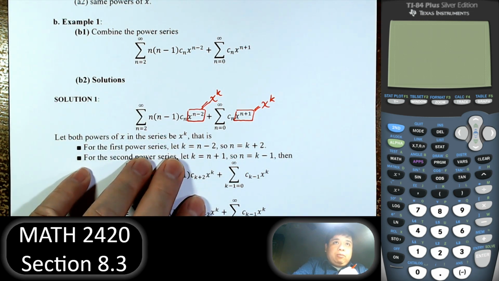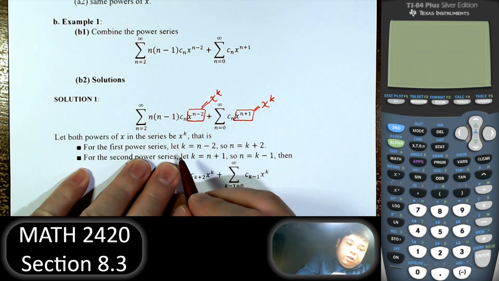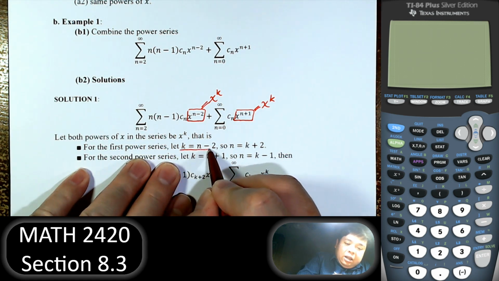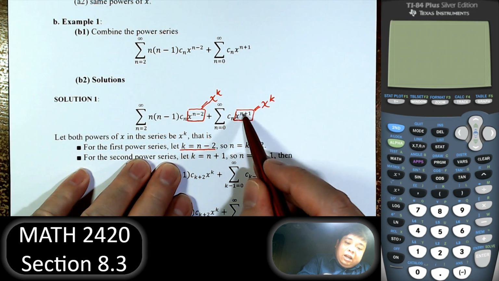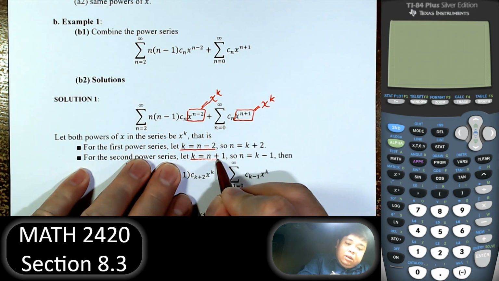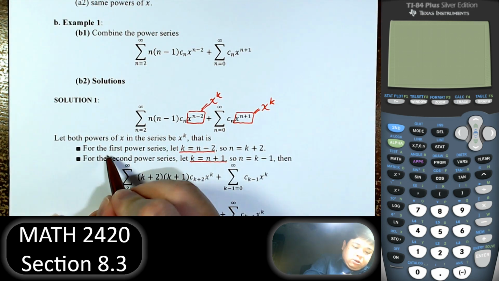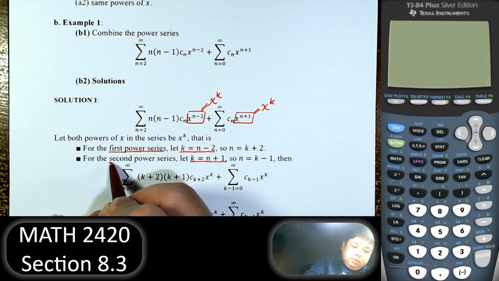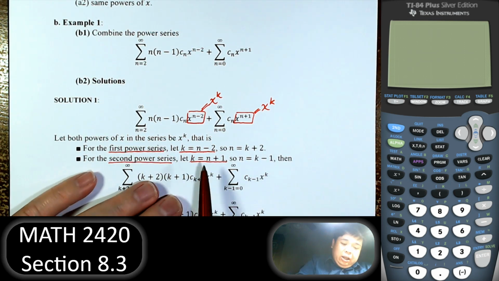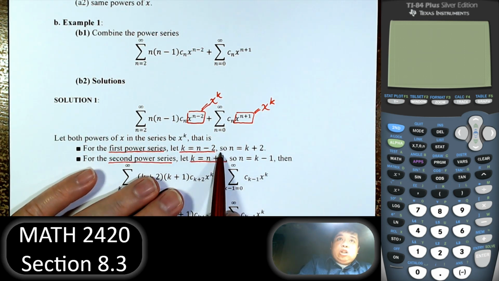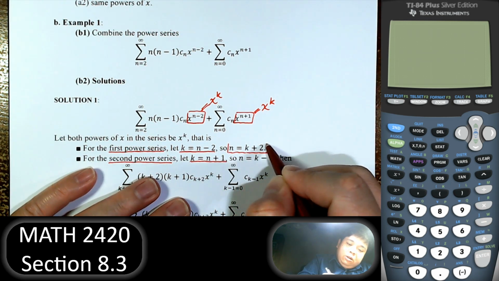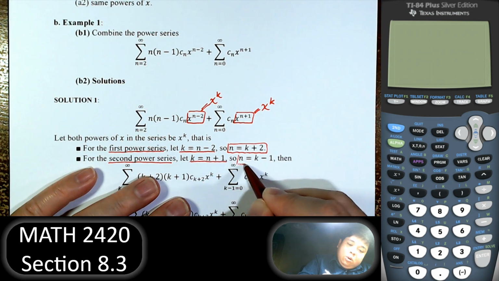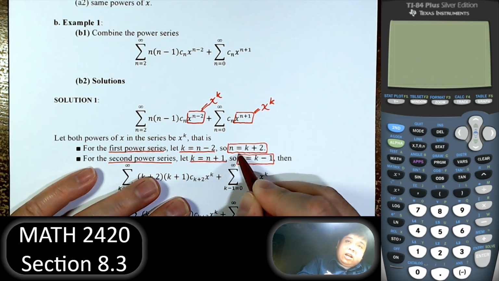Now, if we do that on the first series, we'll have k equal to n minus 2, and on the second series we have k equal to n plus 1. Now, adding 2 on both sides, n equals k plus 2 for the first series, and n equals k minus 1 for the second series.